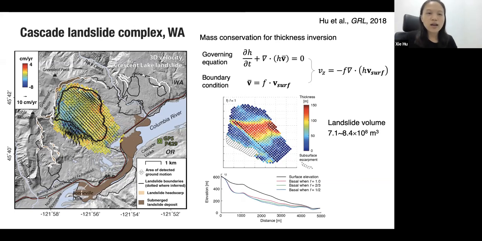40 centimeters per year. Then we use this as the input to invert for the landslide thickness based on the governing equation of mass conservation. We use a rheological parameter F to characterize the depth-averaged velocity using the surface velocity. This equation states that the mass flux divergence is balanced by the rate of thickness change. The result shows that the thick zone terminates abruptly against the subsurface escarpment, masked out by this cross-hatched zone. And then we can invert for the inferred landslide volume.